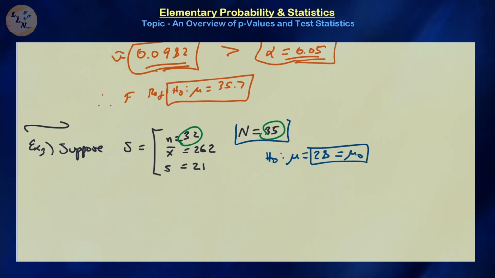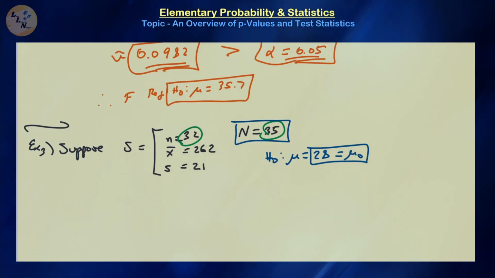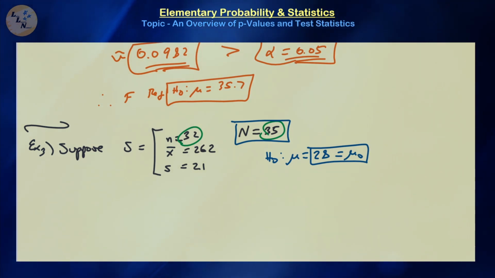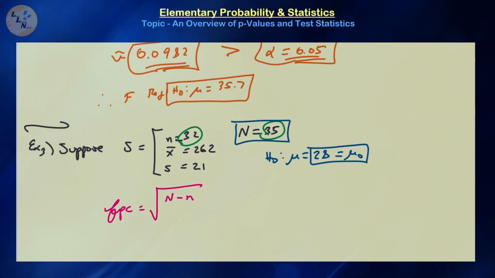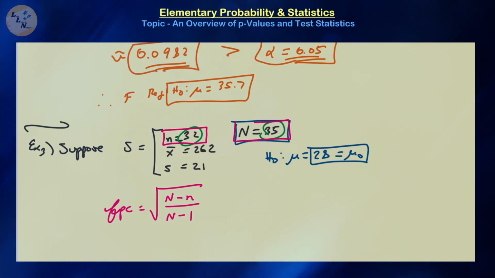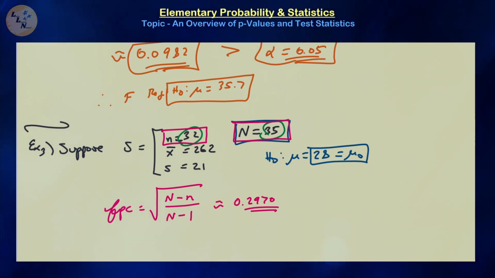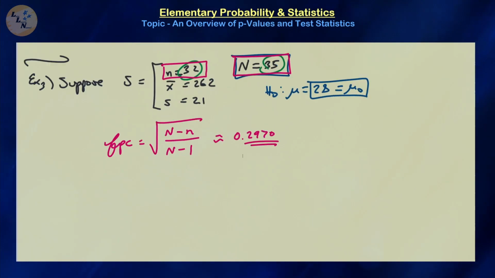So what is the significance of knowing the population size? Well, in that case, that means we can include the finite population correction factor into our standard error calculations. So remember that the finite population correction factor is given by the square root of capital N minus little n over capital N minus 1. So using our sample size and our given population size, you can find that that's approximately equal to 0.2970. One can show that regardless of the sample size and the population size, as long as the population size is bigger than 1, the FPC is always going to be between 0 and 1. So it's always going to make your standard error closer to 0.